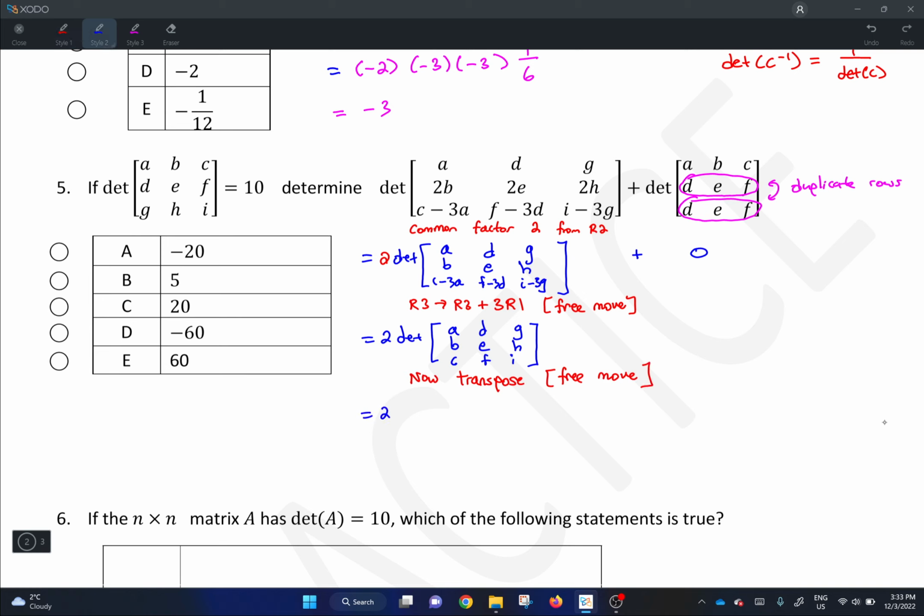So we get 2 times the determinant of the first column, ABC, becomes the first row. The second column, DEF, becomes the second row, DEF. And the third column, GHI, becomes the third row, GHI. And that is our original matrix, ABC, DEF, GHI. So we get 2 times 10, which is 20. So option C.